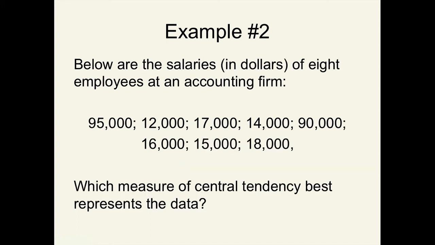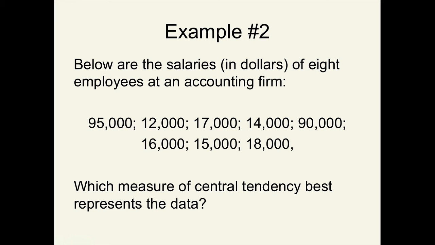Now let's take a look at the second example. It states, below are the salaries in dollars of 8 employees at an accounting firm. Which measure of central tendency best represents the data? In looking at the values, there are not any frequently occurring values, and we are not dealing with nominal data since we are looking at salaries, so the mode would not be the best option in this case.